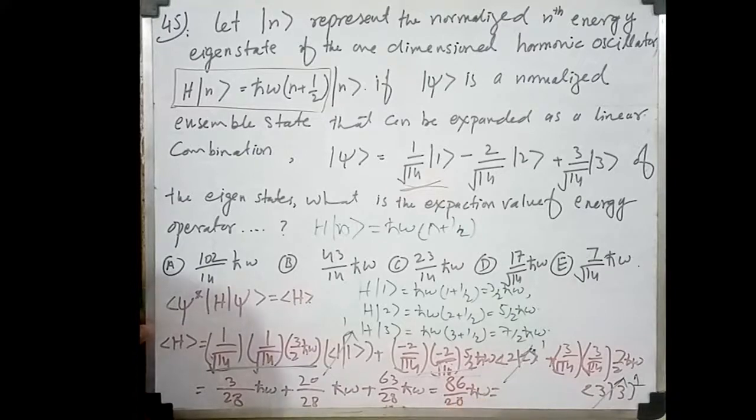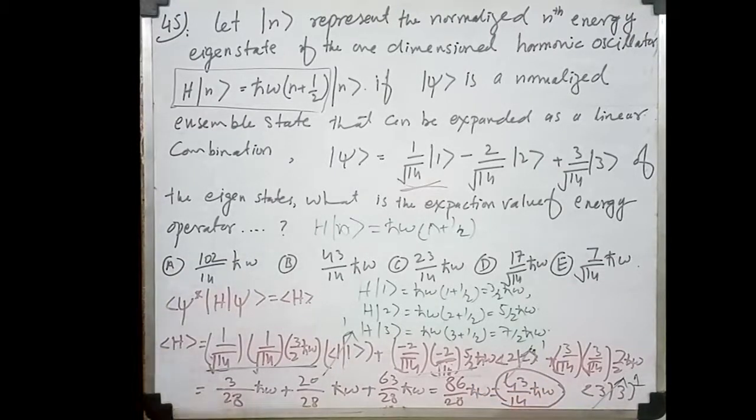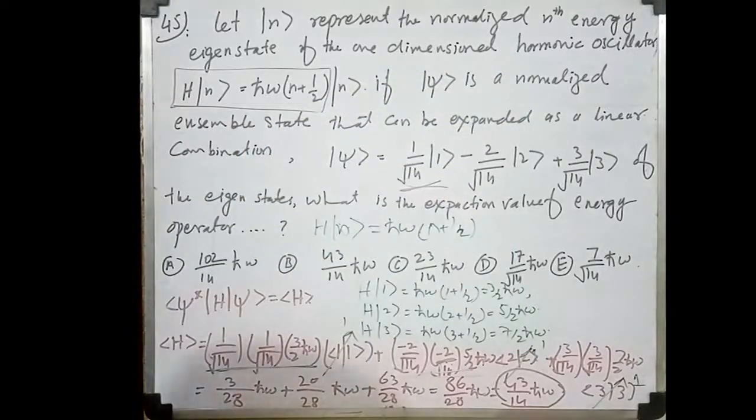If we simplify this by dividing both by 2, it is equal to 43 divided by 14 ħω. So this will be the expectation value of the energy operator H, which is the Hamiltonian for this one-dimensional harmonic oscillator. So option B is our right option.